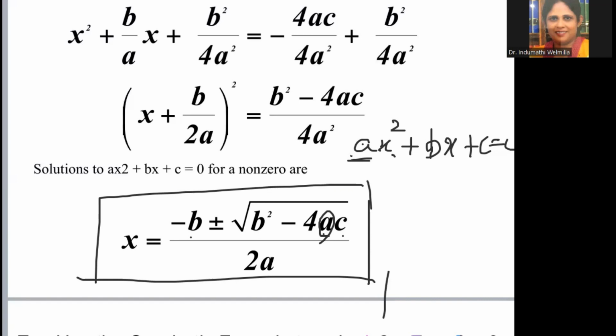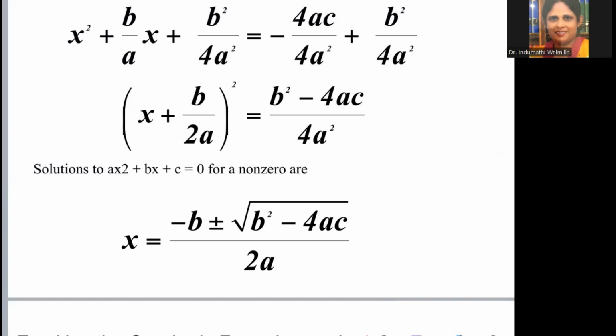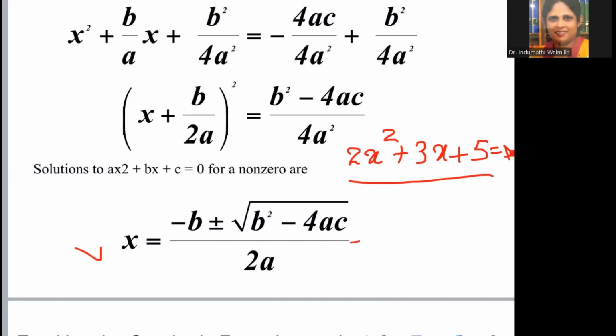So okay, shall I write the equation here? 2x squared plus 3x plus 5, okay, equals 0. So when we consider this quadratic equation, right, if we find the value for x by using this formula, instead of this b, in this case the b value is 3. It's okay, no? Minus b, that means minus 3 here.